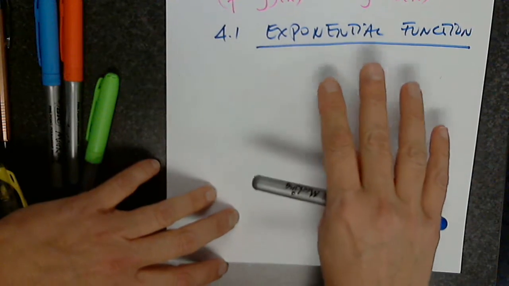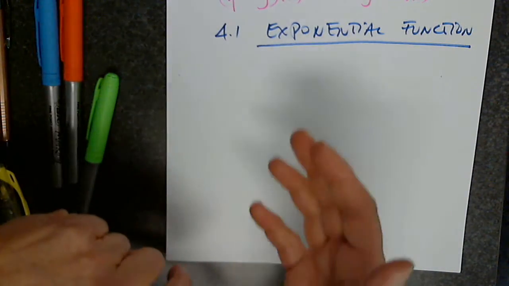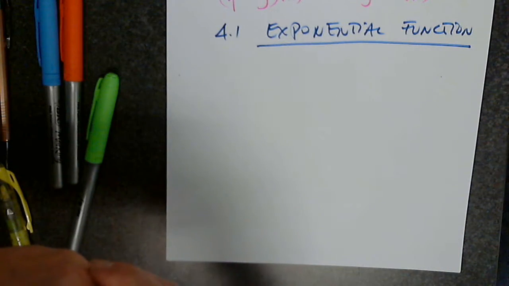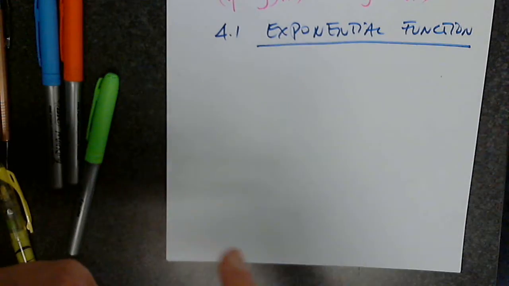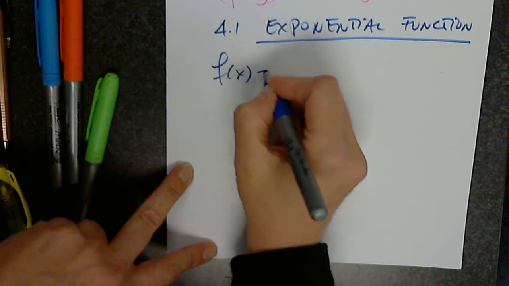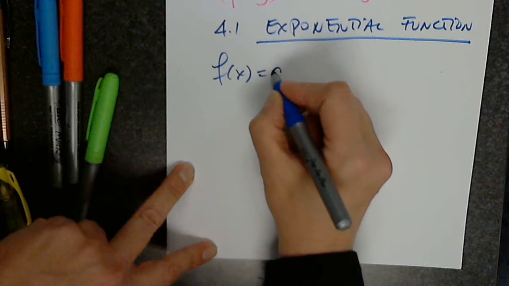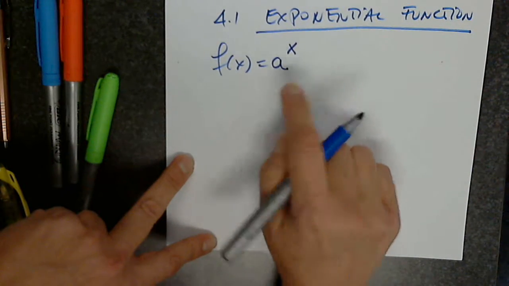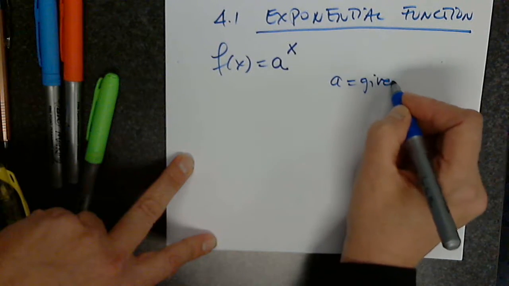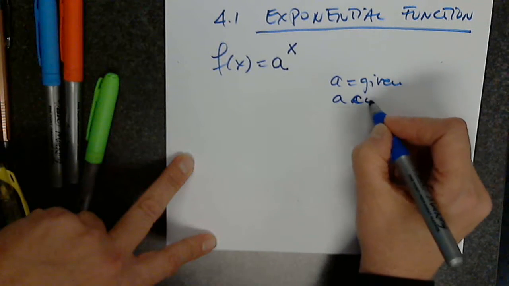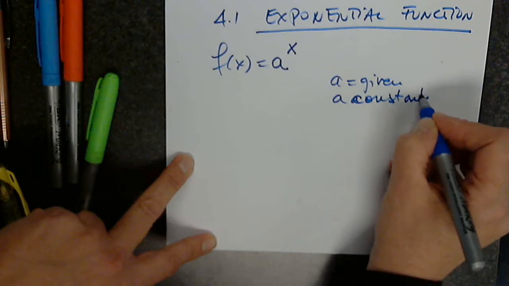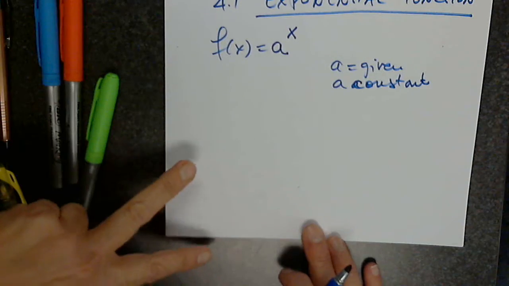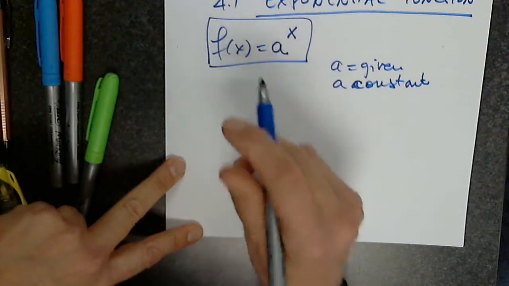Okay, so how does it look? First of all, it's called exponential because the variable is the exponent. So f of x, where x is the variable, is a raised to x. A is a constant, a given constant. So this is what we call the exponential function.